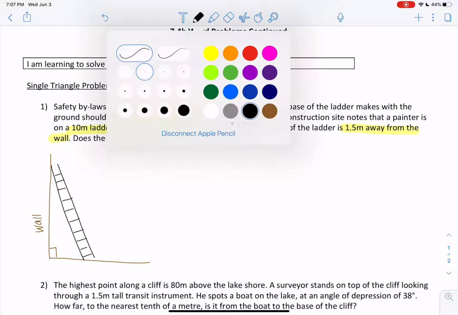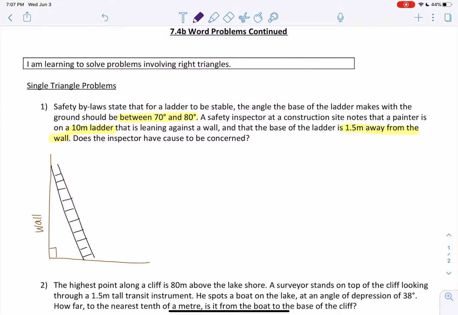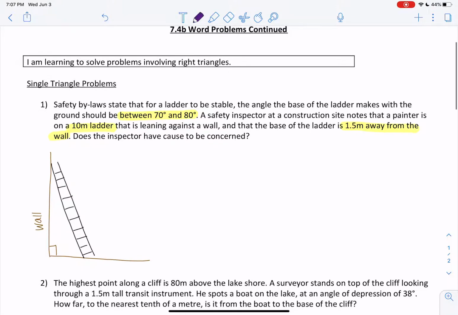Now, some of the pieces of information we're given are that the ladder is 10 meters long, so we can label that. And we know that the ladder is 1.5 meters away from the wall at the base. And what the inspector needs to check is if the angle between the ladder and the floor is between 70 degrees and 80 degrees. So let's solve for that angle.